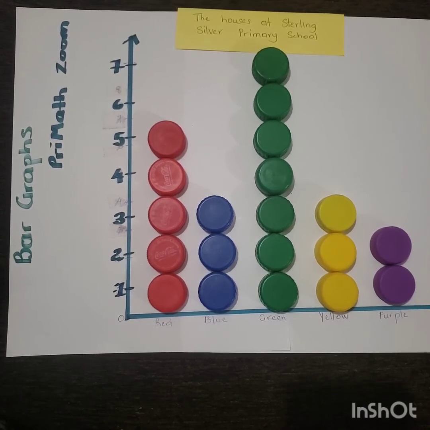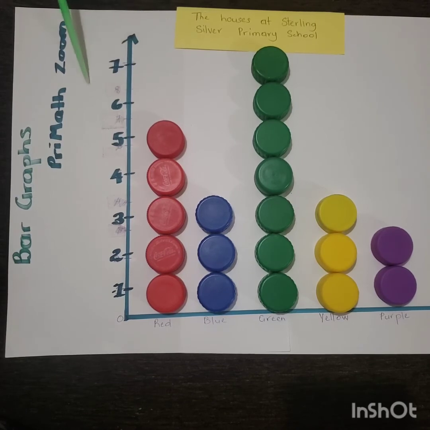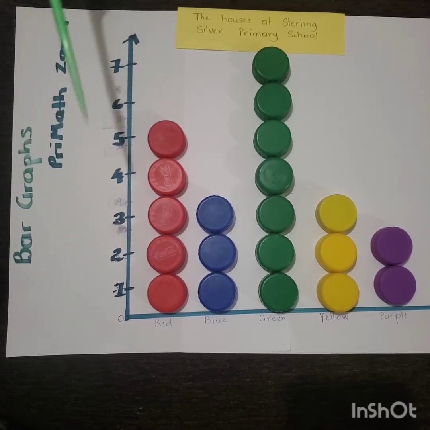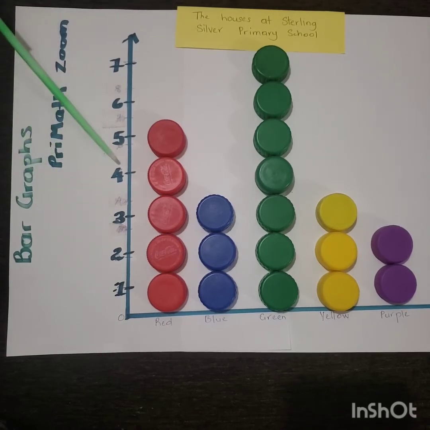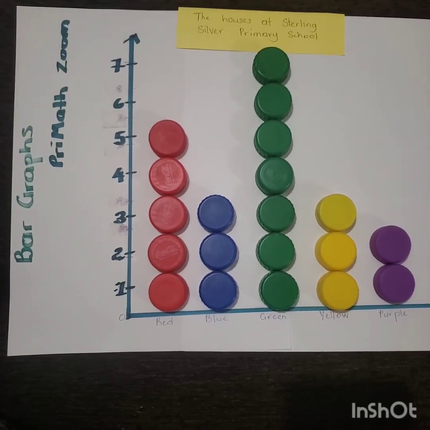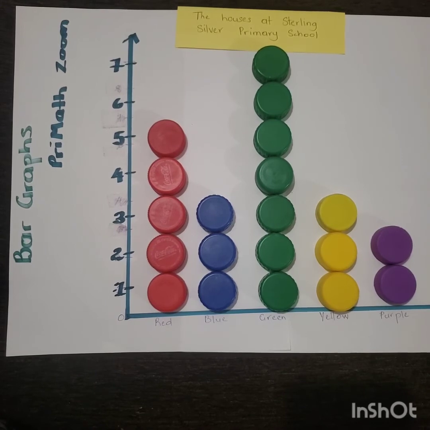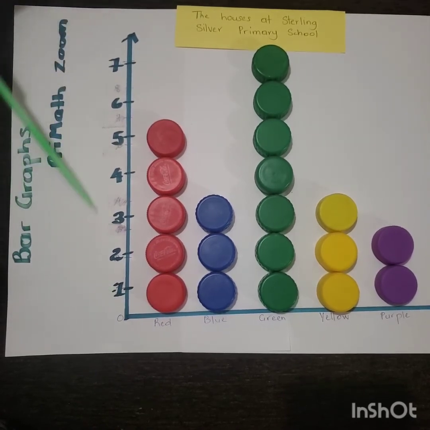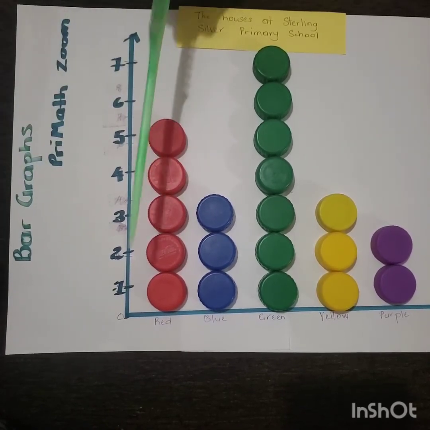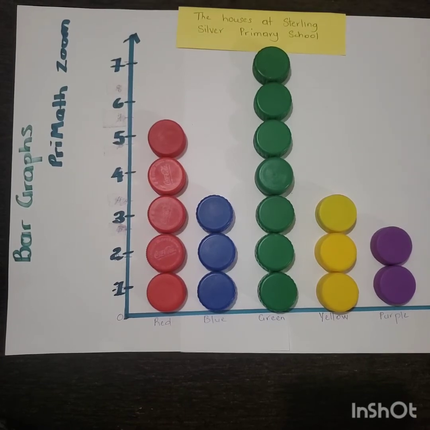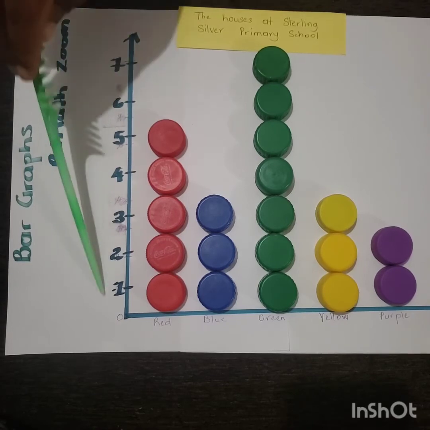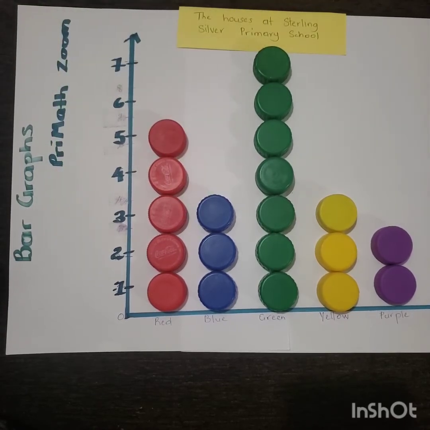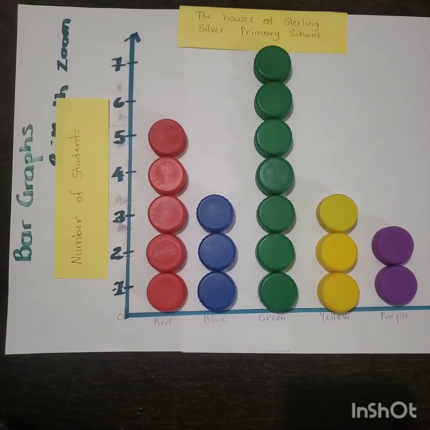Also, for this axis here, what do you think this axis is telling us? And note that it starts from 0, 1, 2, 3, 4, 5, 6, 7. It goes all the way up to 7 from 0. What do you think we could label this axis? What is this axis telling us about the data here? Yes, this is telling us about the number of students who are in each house. So we can label this to say number of students.